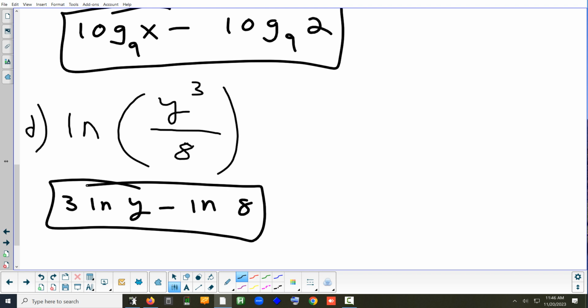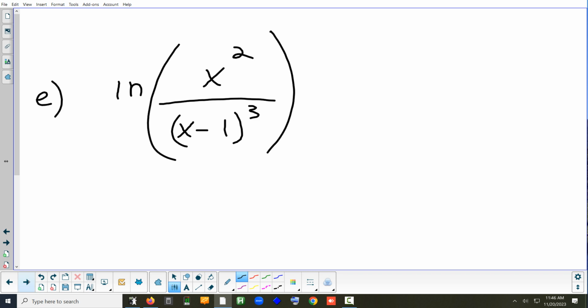Let's try one more splitting and then we'll do the reverse, combining. But if you can split, you can combine. It's the same steps, just backwards. Let's try this one.